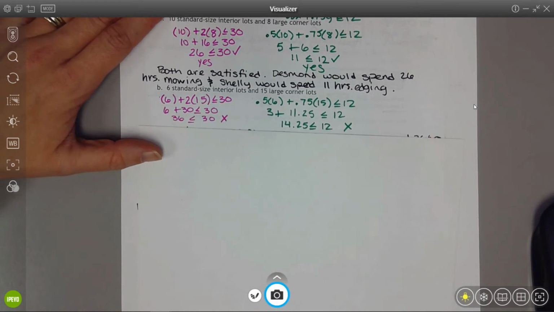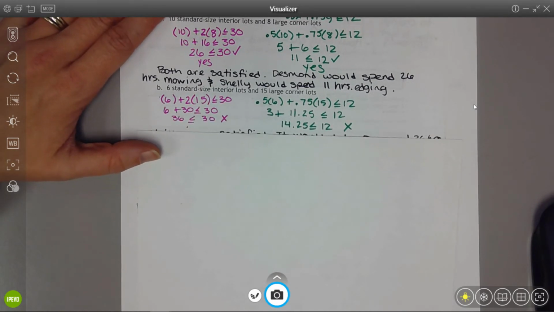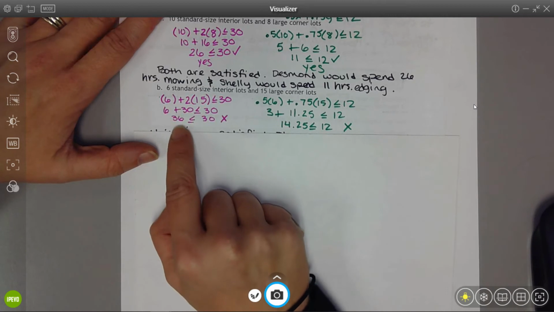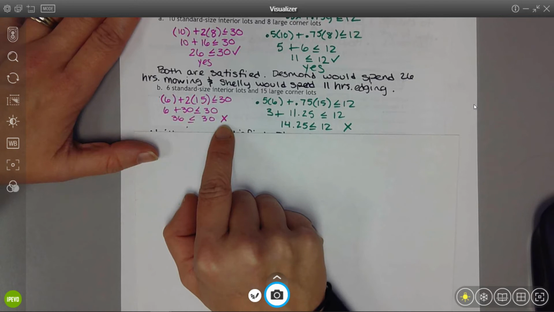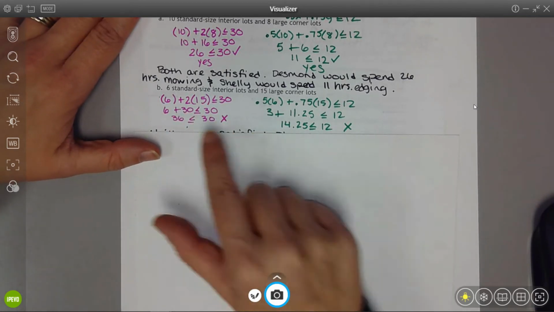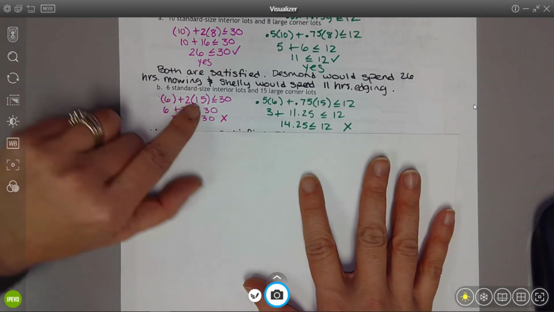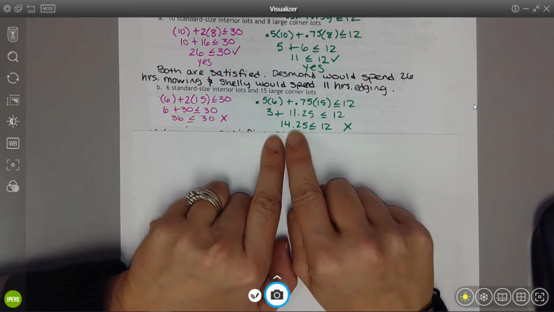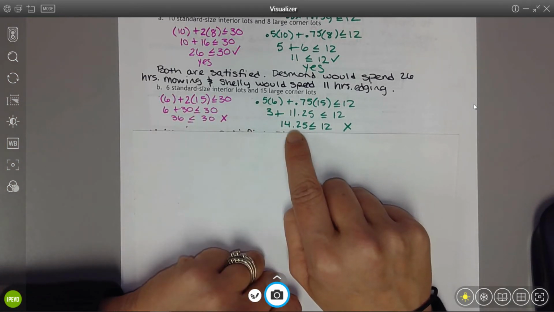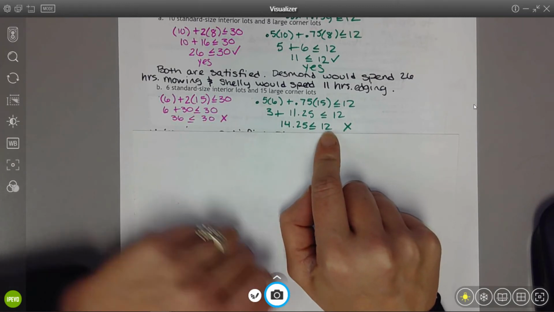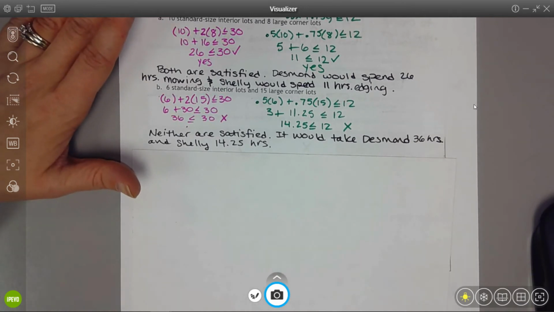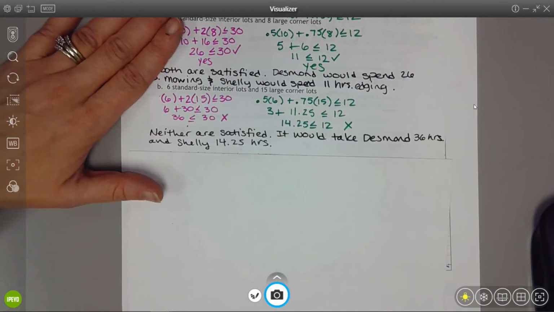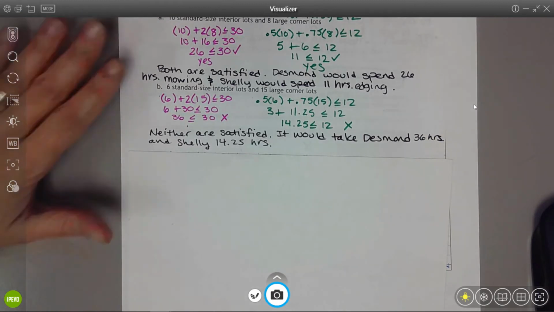Now let's do the same thing for 6 standard lots and 15 corner lots. Plug those in and 36 is less than or equal to 30. No, that is not true. So that would not work for Desmond. Shelly would get 14.25 hours. No, that's not less than or equal to 12. So neither of those are satisfied. It would take Desmond 36 hours and Shelly 14.25 hours. That goes over both their time limits.